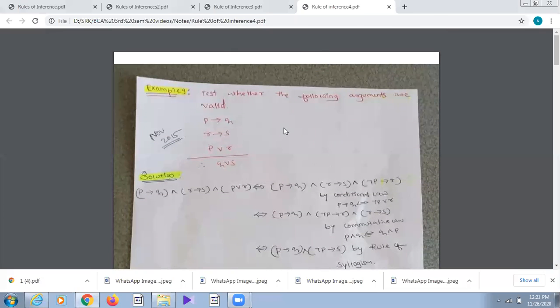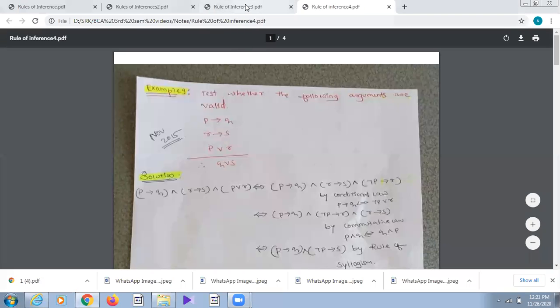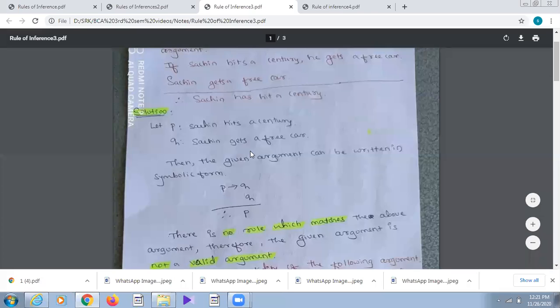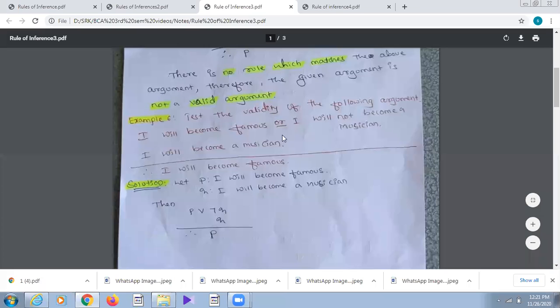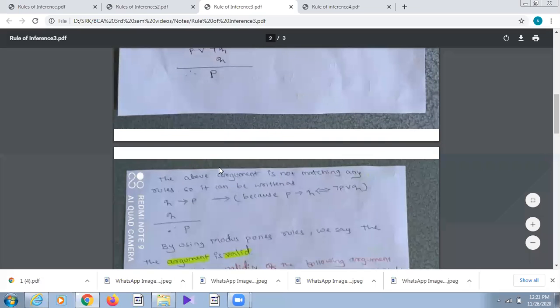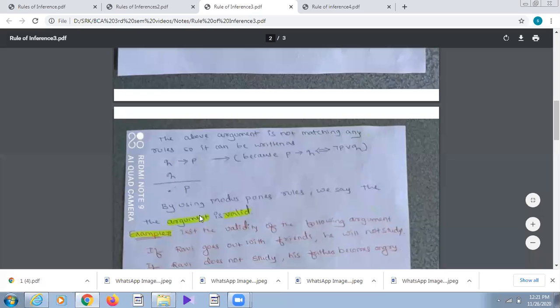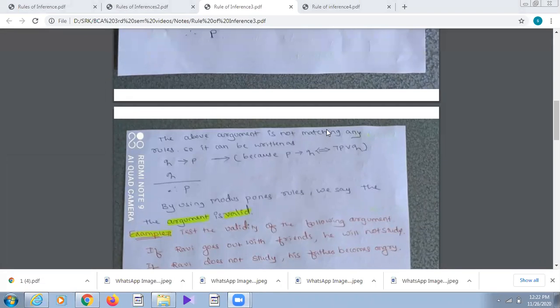See the second type of problem, that is rule of inference. So yesterday we saw these problems. The first type of problem is where they give the argument as sentences. You have to form a tabular form, and then you have to apply some rule of inference. If it applies, we can say that particular argument is valid. If it does not apply, that particular argument is invalid.